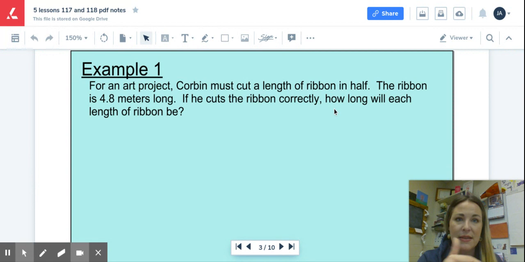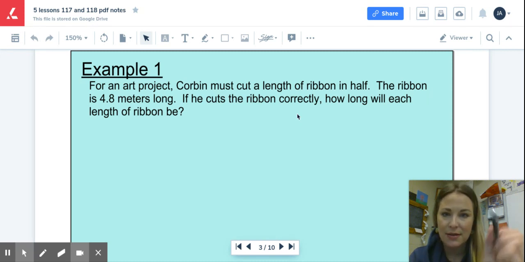This is our only one today that's in word form or story form. Go ahead and pause the video, give this a try, and when you're confident in your answer, unpause the video and check your work with mine. For an art project, Corbin must cut a length of ribbon in half. Already my brain says I'm going to divide something by 2, right? The ribbon is 4 8/10, or you could say 4.8 meters long. If he cuts the ribbon correctly, how long will each length of the ribbon be?